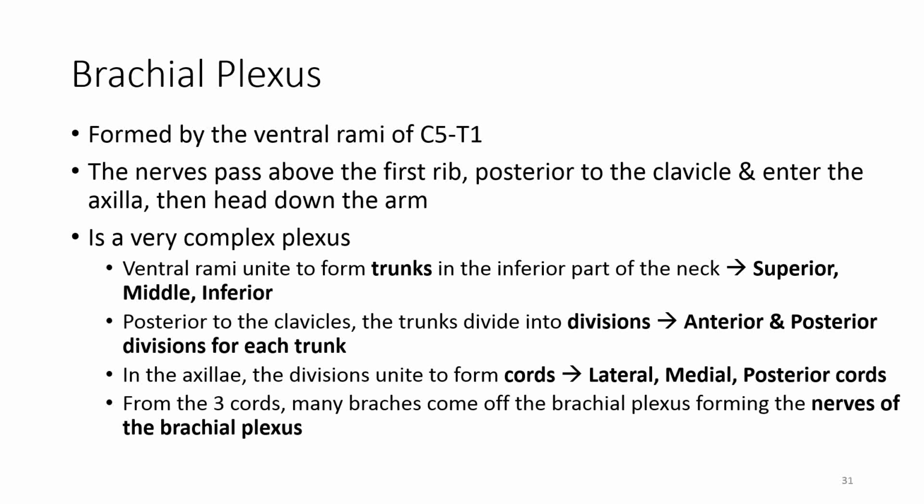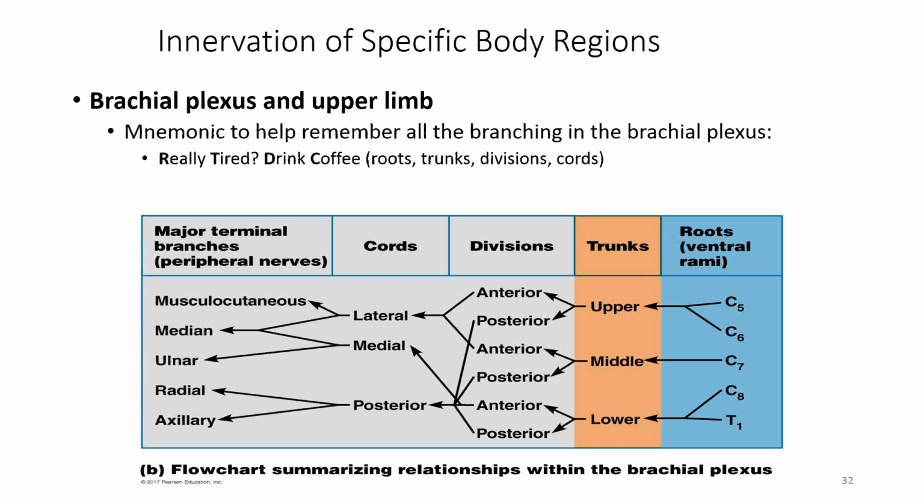And in the axilla, this is going to divide into what are called cords. Those divisions are going to, again, network together, coalesce together, and then you're going to have cords that are going to spring forward from this. And so there are lateral, most sideways, medial, and then posterior cords. And then from those 3 cords, you're going to have a lot of branches coming off, and those are going to form the nerves of the brachial plexus themselves that, again, are going to supply the upper arm.